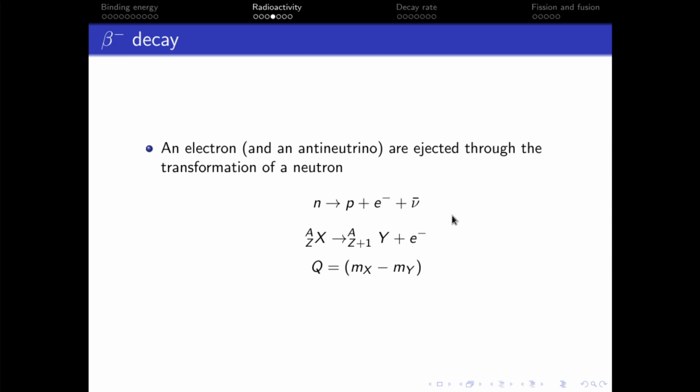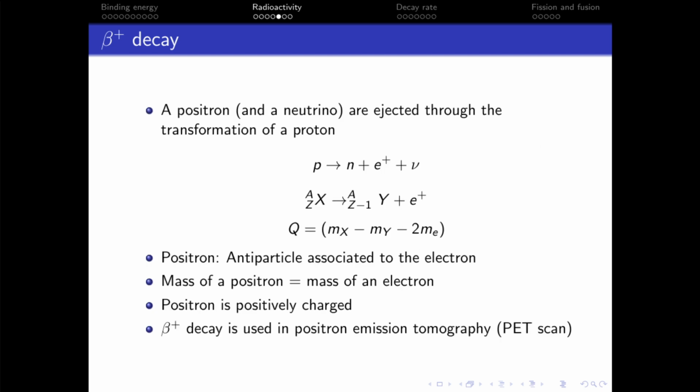And another process. So here was beta minus. If a neutron can change into a proton and something else, the proton will also be able to transform into other particles. A proton will be able to change into a neutron, both of these again being bound inside of the nucleus.